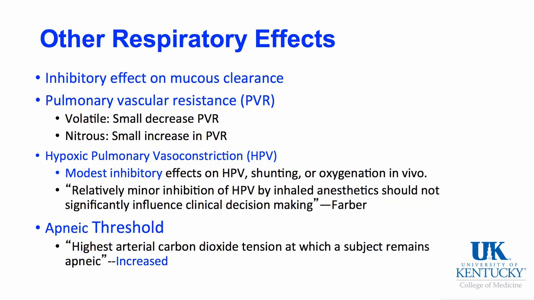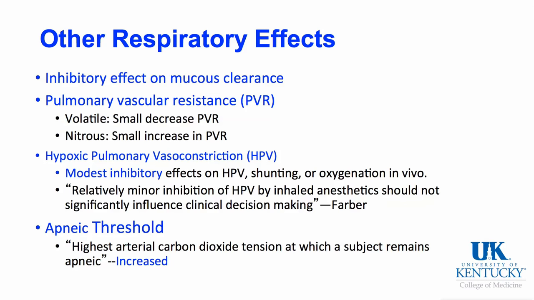However, some thoracic anesthesiologists who are having problems with oxygenation on one lung ventilation with volatile anesthetics sometimes will say, well, let's start a TIVA anesthetic because it doesn't have as much effect on HPV. But I think we really need to remember that this is just a modest inhibitory effect that our volatile anesthetics have. Now, apneic threshold is the highest arterial CO2 tension at which a subject remains apneic. This level is increased by volatile anesthetics.